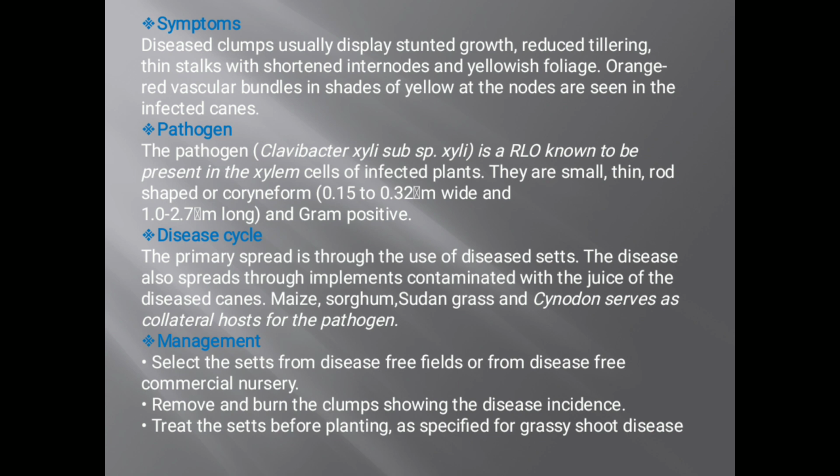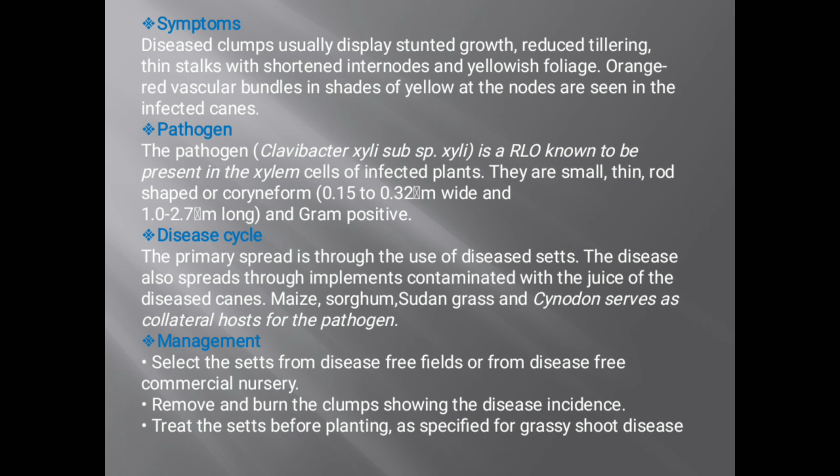The primary spread of the disease is through the diseased seeds. The disease also spreads through implements contaminated with the juice of the diseased canes. Maize, sorghum, southern grass and Cynodon serve as collateral hosts for the pathogen.